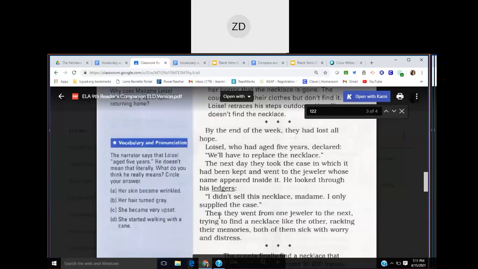Then they went from one jeweler to the next, trying to find a necklace like the other, racking their memories, both of them sick with worry and distress.